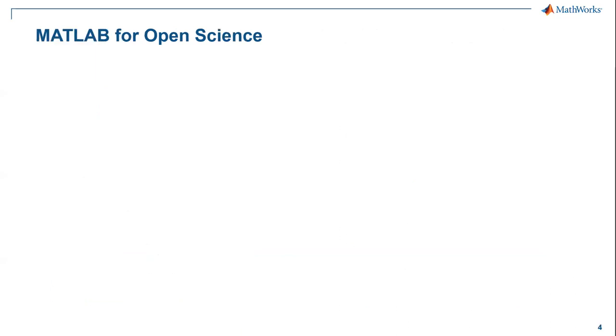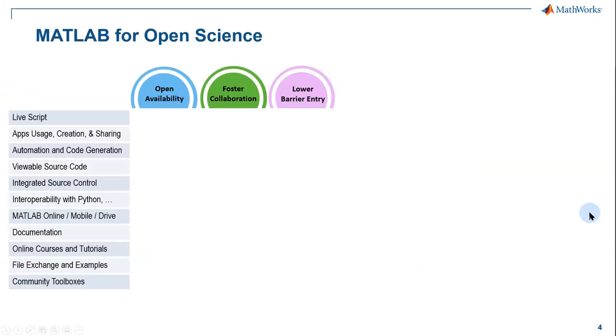Let's look at MATLAB for open science. I listed several main features of MathWorks products and MATLAB, for example, live scripts, apps, automation, code generation, and so on. And I try to cross-check them with these three pillars. For example, live script is something that makes your code available. You can create it easily, you can share it with others, and it is very easy to use. So it checks all three pillars. That's the same for automation, code generation, and creating and sharing apps. I will discuss live scripts and apps a little bit later.